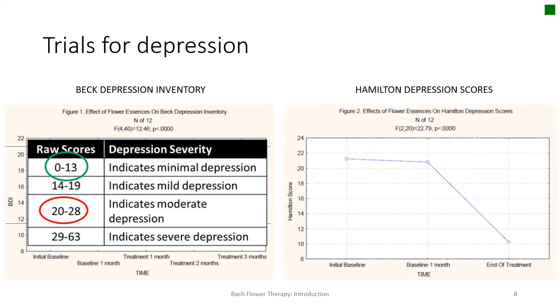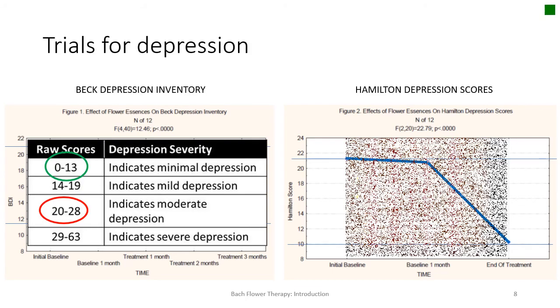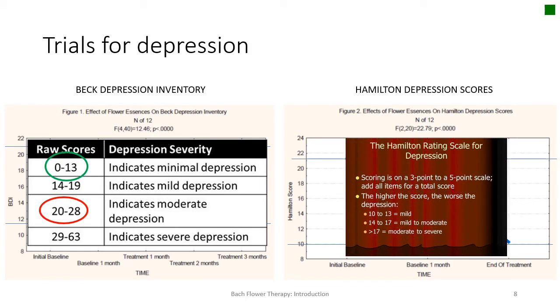Yet another study which measured depression on the Hamilton Depression scores found that the scores dropped from somewhere close to 21 down to 10. Hamilton Depression scores mean the following. A score of 10 to 13 is mild, while a score of 17 or more is moderate to severe. So once again, on a different scale in a different clinical trial, they fared extremely well.